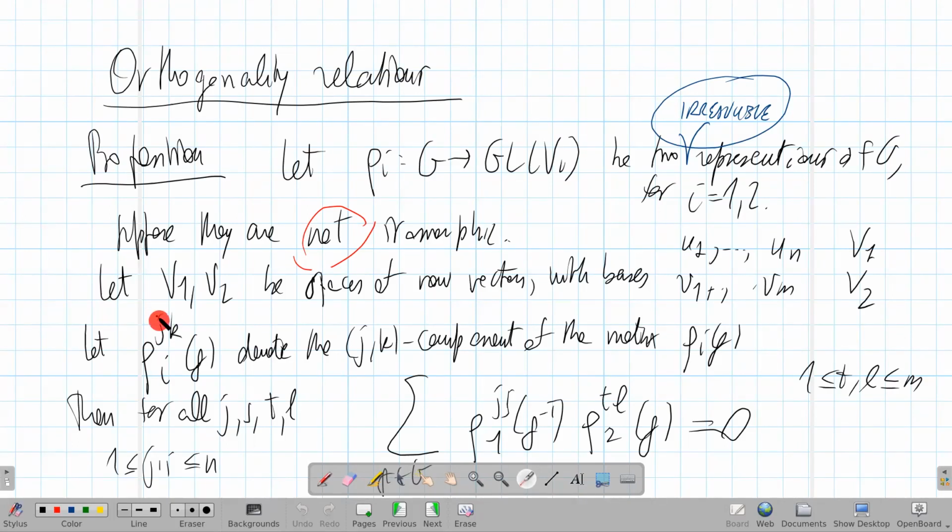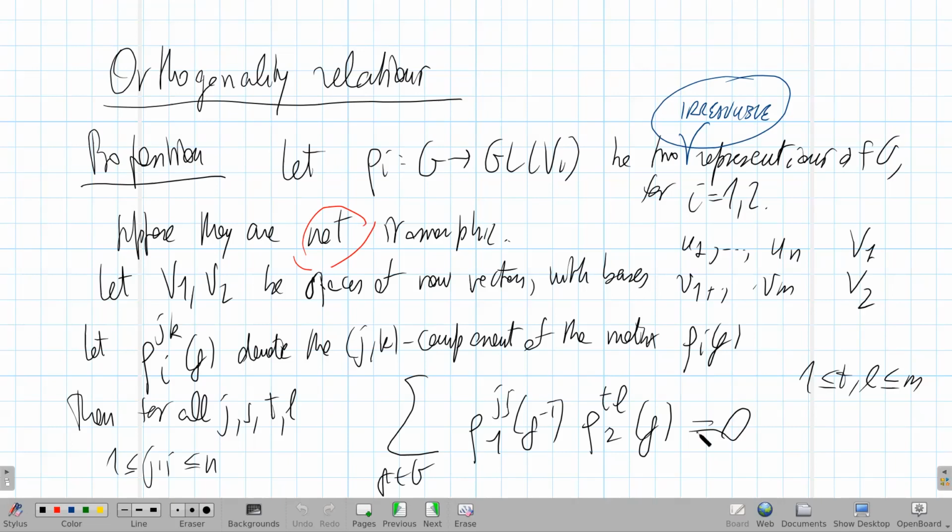So you use an exponent to denote not powers, but the JK component of the matrix rho I of G. And then for all indices, say this from 1 to N and this from 1 to M, depending on which space you are in, you have this thing in which you multiply, you sum over G this multiplication, and you always get 0.